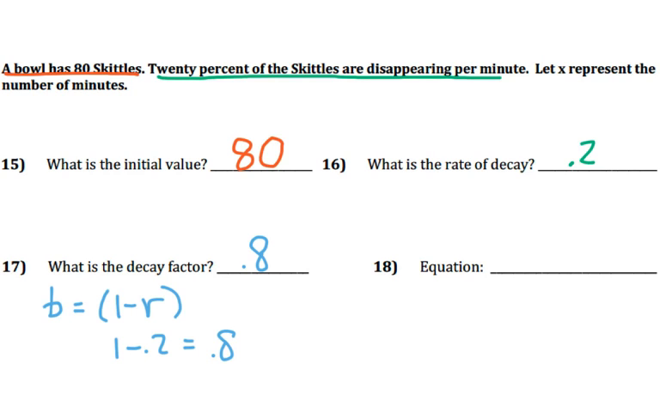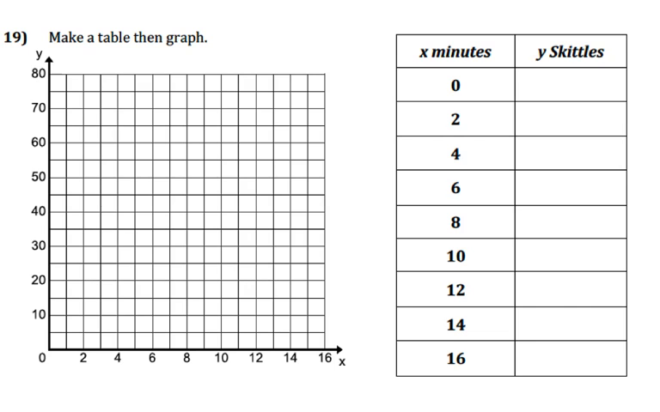Now to write this in an equation, we're going to go y equals our initial value 80 times, we can use our decay factor 0.8 raised to the xth power. Number 19, we want to make a table and then graph. So we're just going to use that equation that we had from number 18, which is y equals 80 times 0.8 raised to the xth power. And we're just going to substitute in the different values of x in our table.